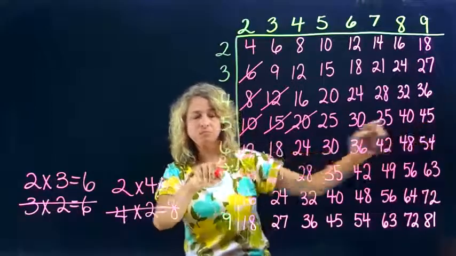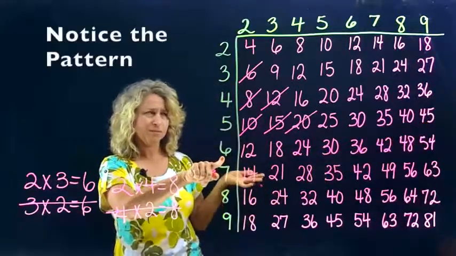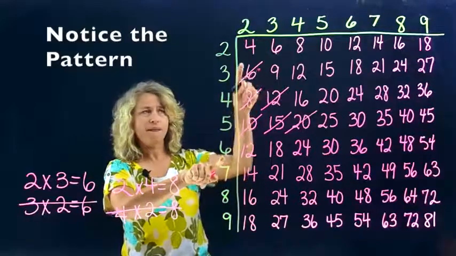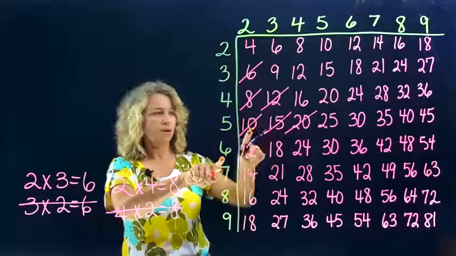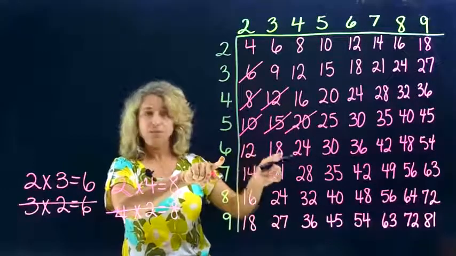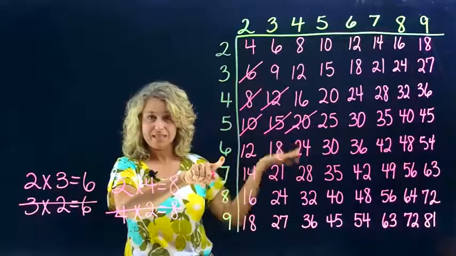Let's keep going. Are you noticing a pattern? Look right here. We crossed 1 off. Now we're crossing 2 off. We're crossing 3 off. Can you predict how many we're going to cross off on the 6's?